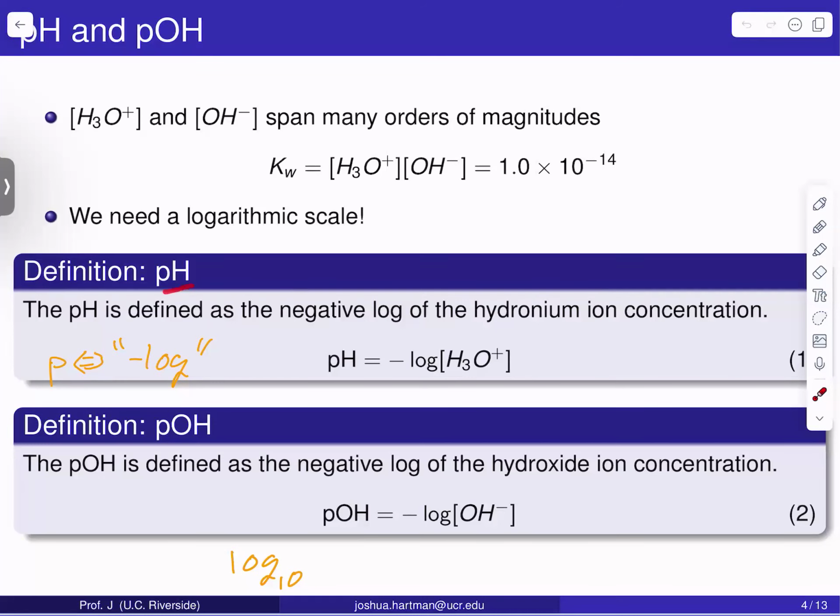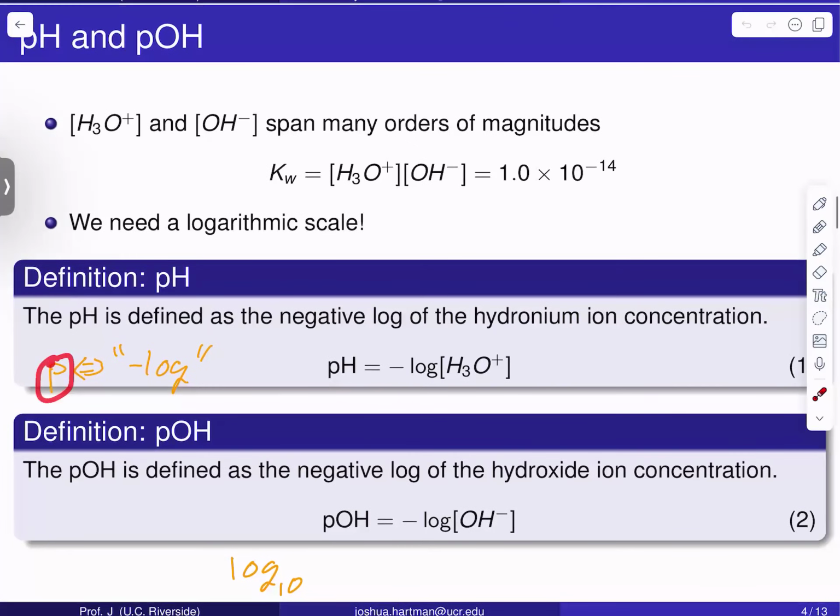So the first one we want to put out there is this so-called pH. The definition of pH is to take the negative log of the hydronium ion concentration. So when you see this little p, you can think of the p as an operator that says, take the minus log of whatever follows me. So if you write out p followed by an H, we're going to say, take the minus log of the H plus concentration. And of course, remember that H plus concentration and hydronium ion concentration are synonymous.